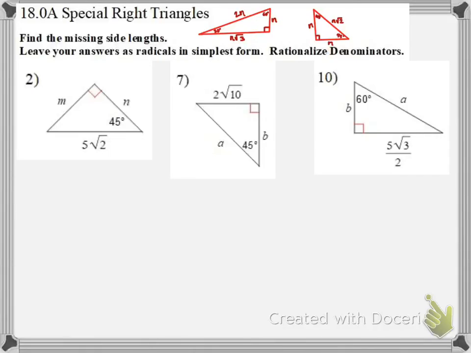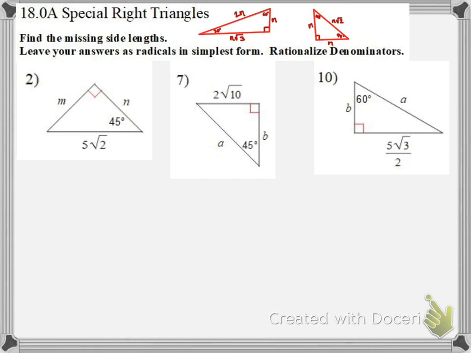These are some problems from our 18.0a assignment, Special Right Triangles. Mostly I chose even ones because I published the odd ones for you to check your work. But sometimes there was just an odd one that hit me that I really wanted to look at. So the first thing is always look at the triangle.